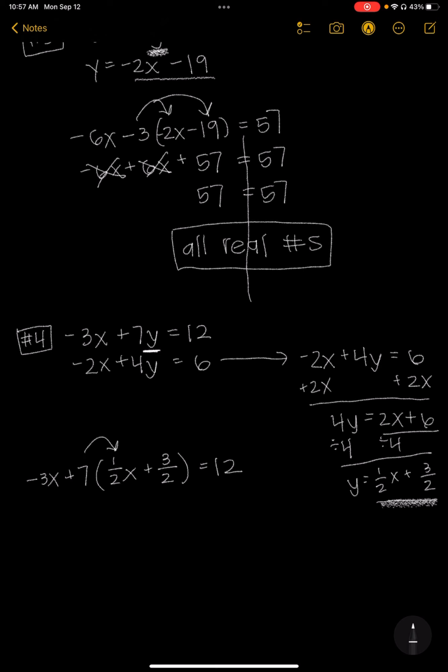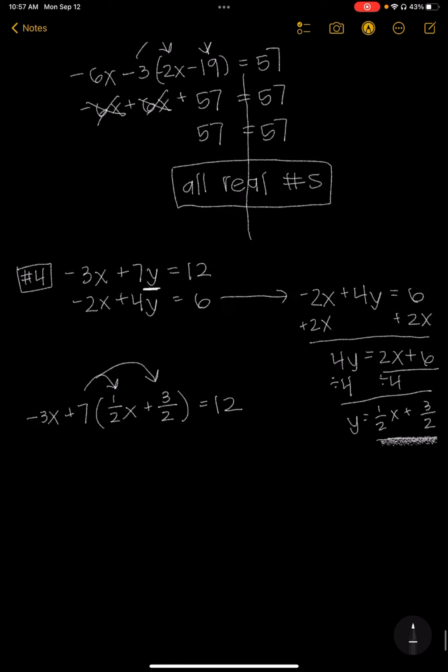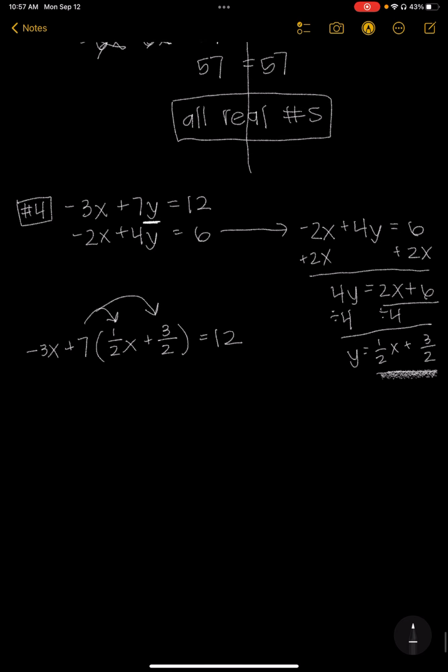The first thing I'm going to do is distribute the 7. It's going to start looking real yucky here, but I promise it should work out in the end. We got negative 3x plus 7 times 1/2 is 7/2 x. 7 times 3/2 is 21/2 equals 12. Now we're going to combine the like terms. So we've got negative 3x and 7/2, and then that gives me positive 1/2. So I'm going to change that to be positive 1/2 x plus 21/2 equals 12.